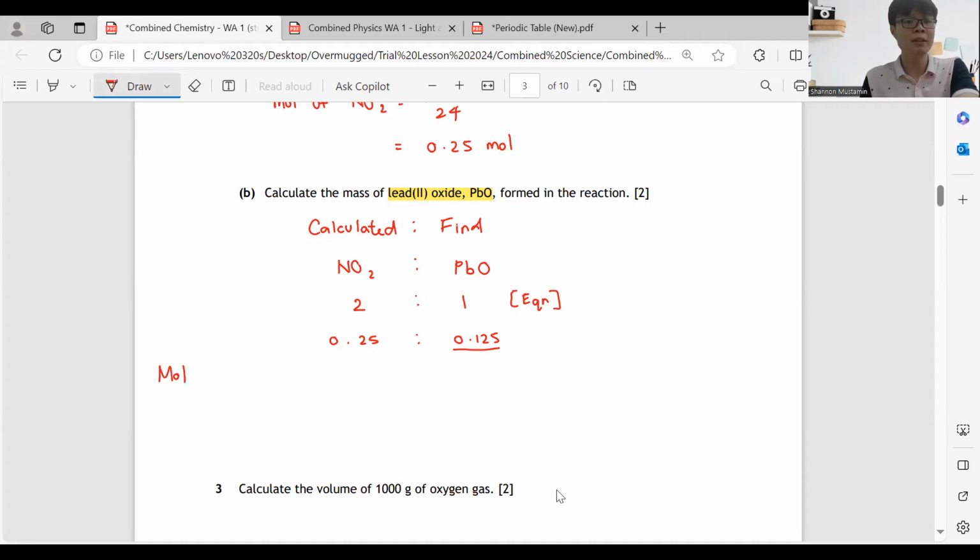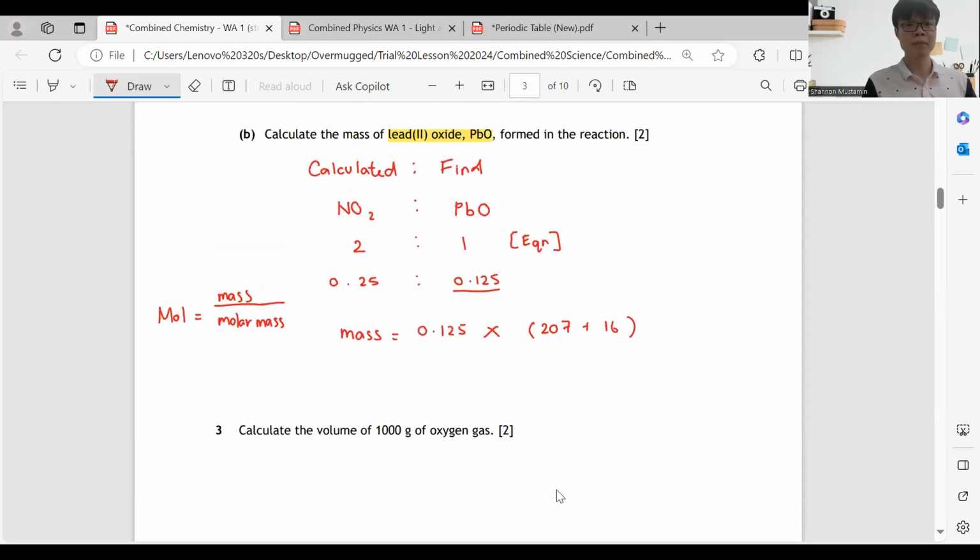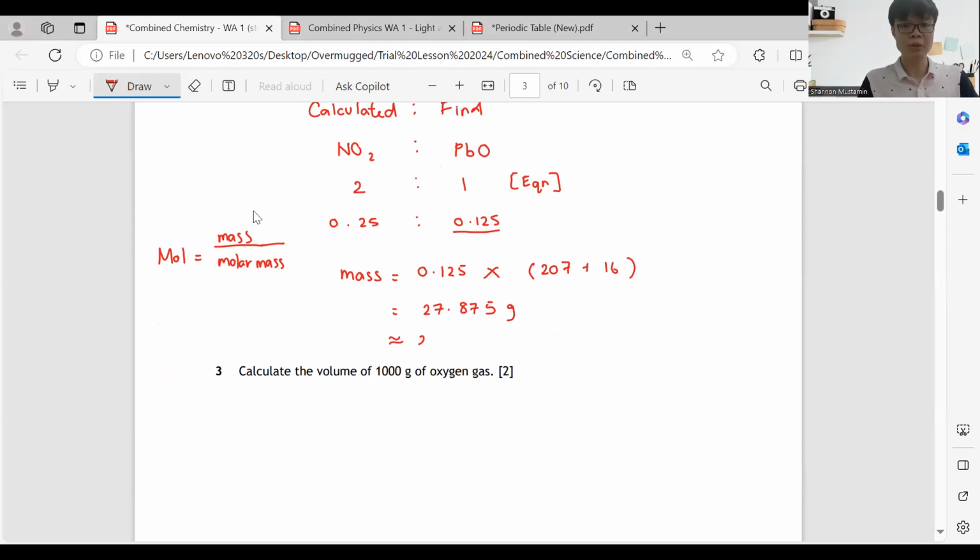Always write your base formula first, okay? So mole equals mass over molar mass, right? Just write it at the side. You want to calculate mass, means mass equals mole times molar mass. This is the mole. Molar mass is your total mass, the Mr. So your lead should be 207 plus 16, PbO. Yep, and depending on your lecturer, both are accepted actually.